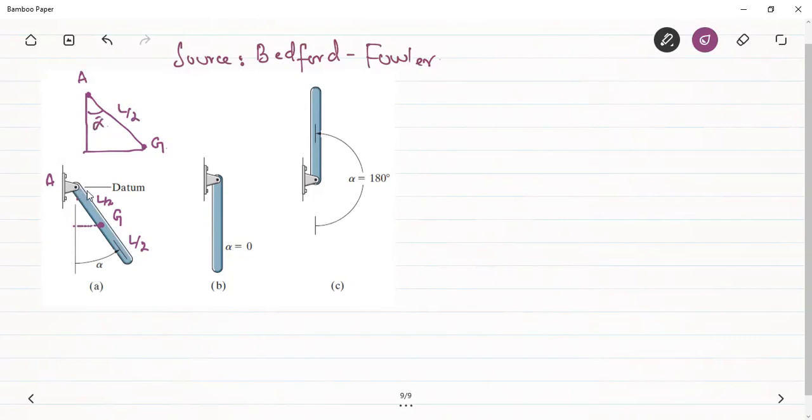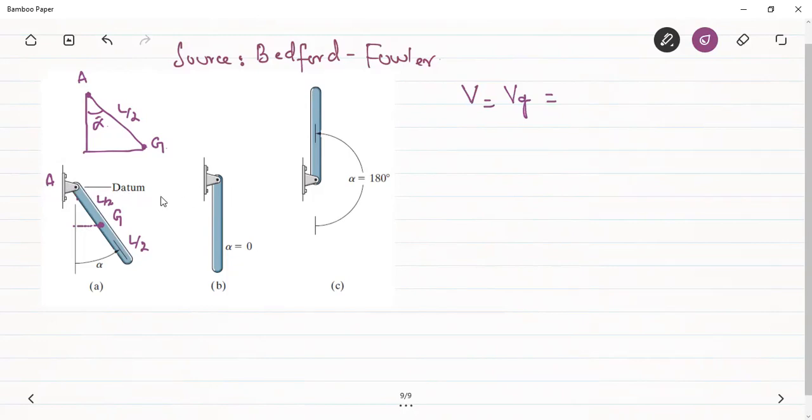So if we write the potential energy function of this rod, we can see that the potential energy will be only the gravitational potential energy, because the spring is missing. There isn't any elastic potential energy term because there isn't any spring attached to it. For the gravitational potential energy we need to consider a datum, and the datum has been considered a horizontal plane passing through this hinge.